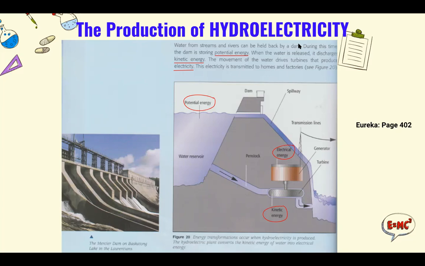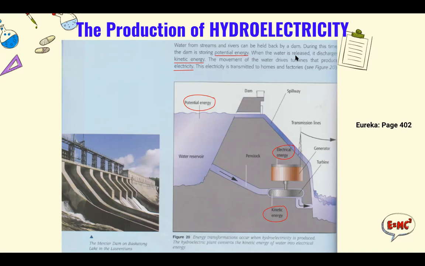So it is stopping the water from flowing. Okay. So the water can flow, and the water does have the capacity to move, right? But it's being stopped by the dam. So it actually has potential energy at that point. Okay, so during this time, the dam is storing potential energy.